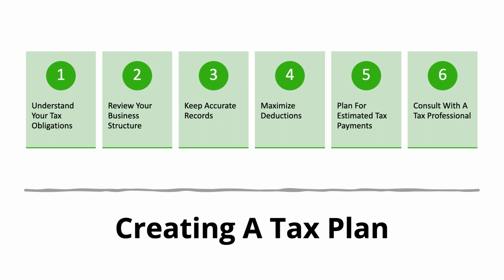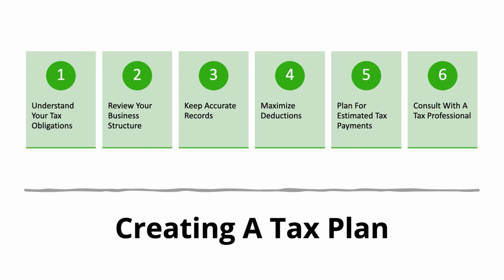Next, you want to review your business structure. Your business structure can have a significant impact on your tax liability, which we covered in section 1 and 2. But for example, sole proprietors report their business income and expenses on their personal tax returns, while corporations have separate tax obligations. So you need to review your business structure to determine if it's the most tax effective option for your business.